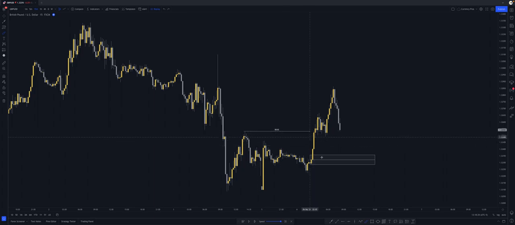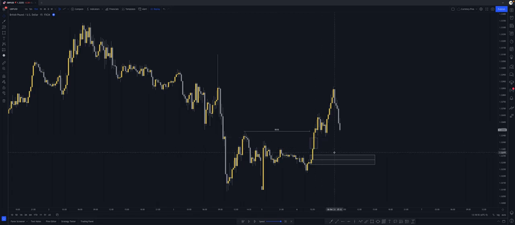So we have the break of structure, and it was created by a very impulsive movement. And that impulsive movement also created an imbalance or inefficiency in the market. Okay, so let me highlight that for you. Sometimes I like to use these little box tools just to highlight the imbalance. So as you can see, it's pretty straightforward. It's just from wick to wick.